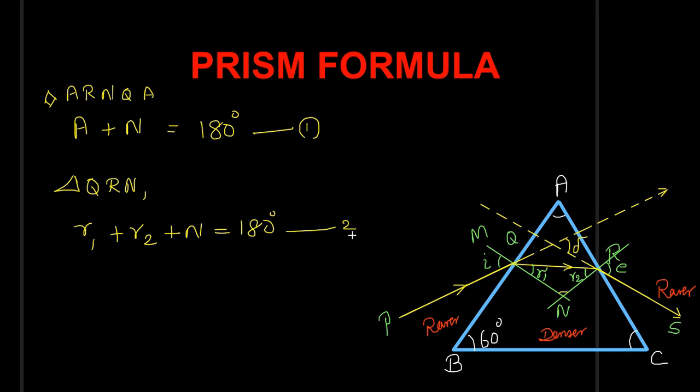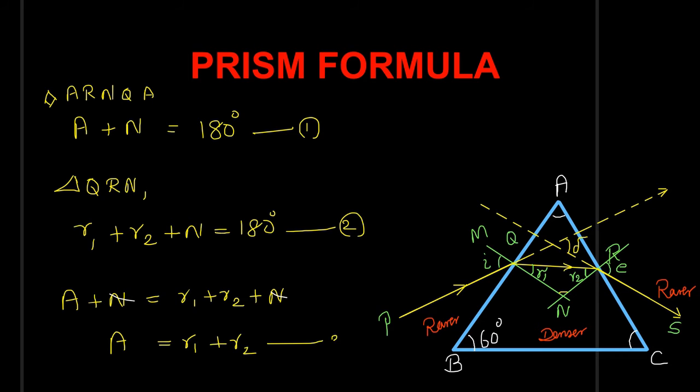So equations 1 and 2 are the same, the RHS is the same. Therefore, A plus N must be equal to R1 plus R2 plus N. N gets cancelled out. So we get A equal to R1 plus R2. Angle A equal to angle R1 plus angle R2.